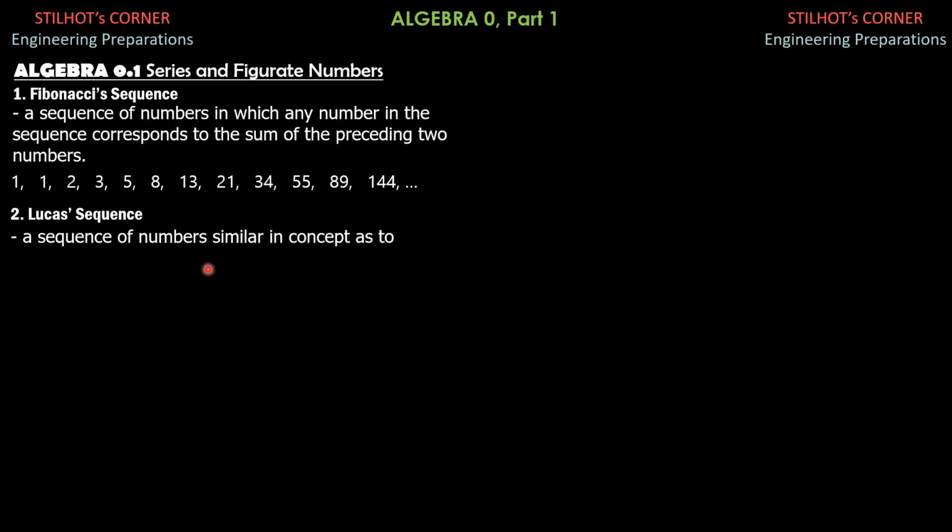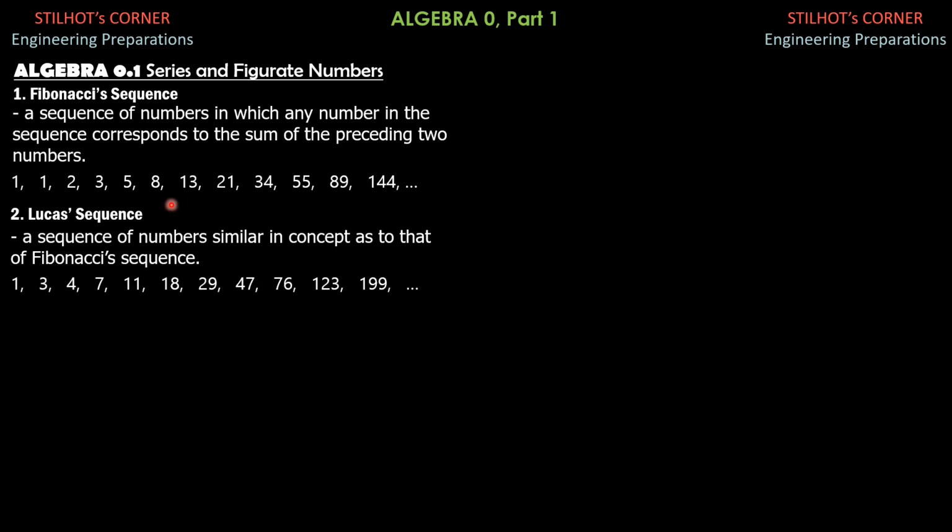So in the Lucas sequence we have 1, 3, 4, then 3 plus 4, 7, then 4 plus 7, 11, 7 plus 11, 18, then 11 plus 18, 29, 18 plus 29, 47. So it's the same principle as that of the Fibonacci sequence. So 29 plus 47 is 76, 47 plus 76 is 123, 76 plus 123, 199. So notice that it's the same in principle.